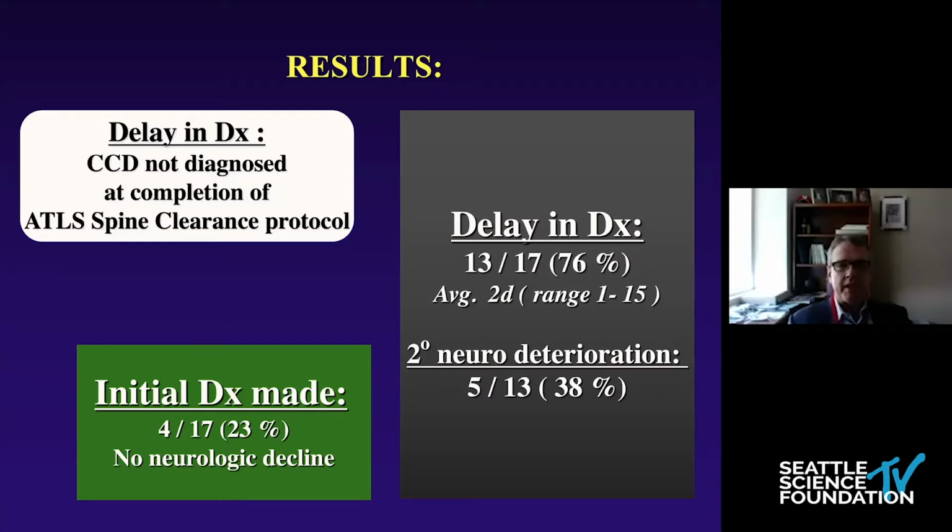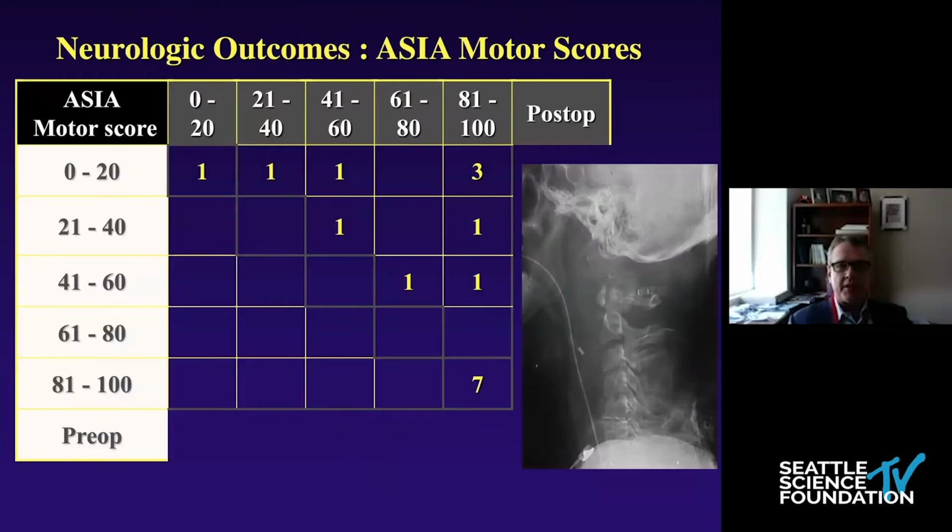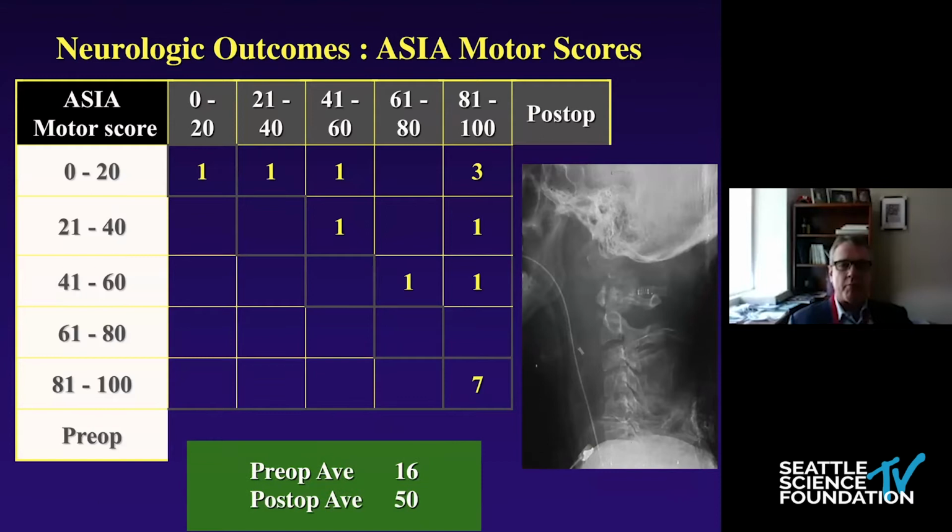Obviously, with multi-detector, multiplanar CTs now, this should be a much, much lower number. But the initial diagnosis was made only in 25% of patients. There were obviously a lot of associated closed head injuries and craniofacial injuries, so these are multi-trauma patients. The important thing to remember, though, is that even when patients come in with a poor neurologic status, they can improve significantly, and also that a number of patients actually do have a pretty good neurologic status when they present.